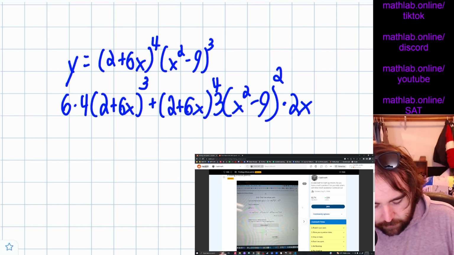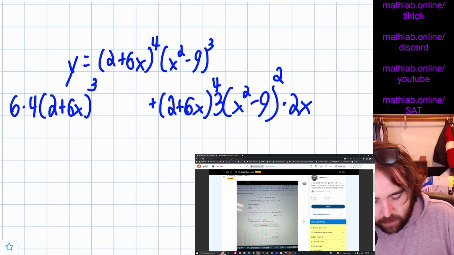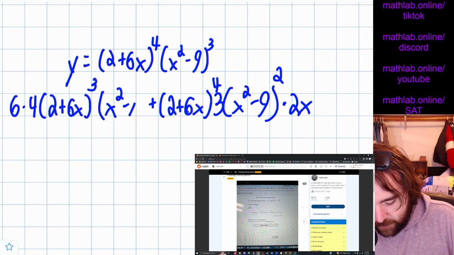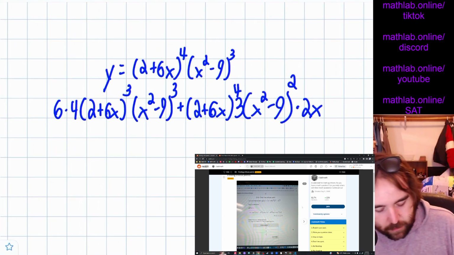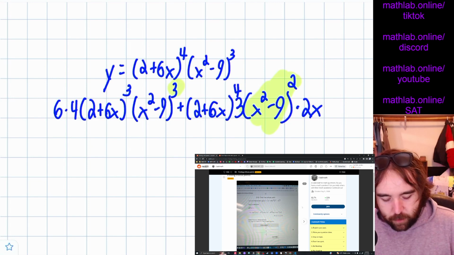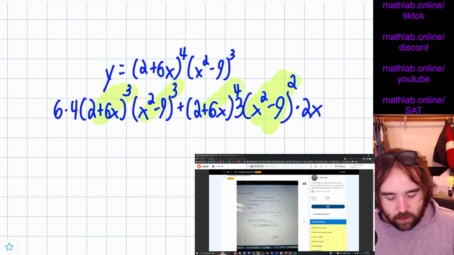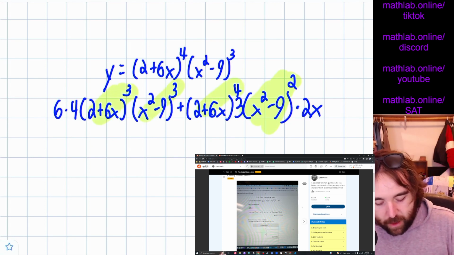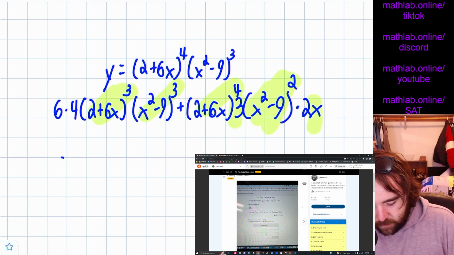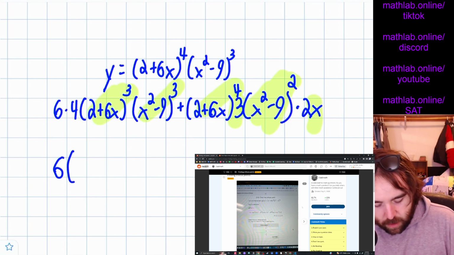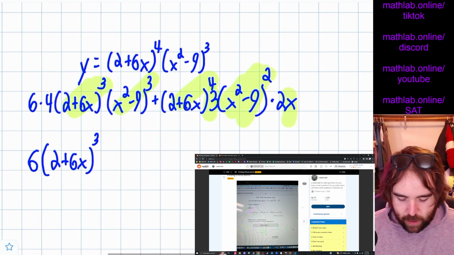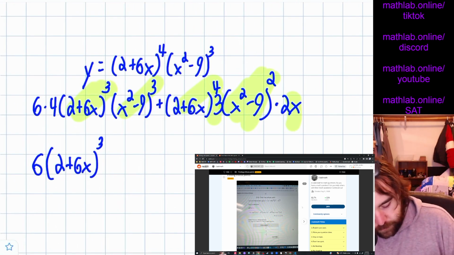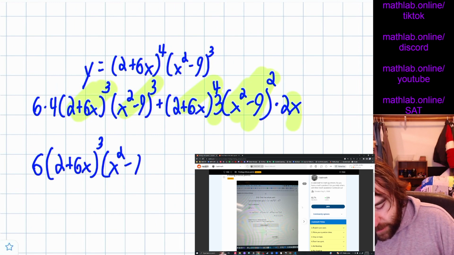Well, first off, hold on, I didn't do the product rule right. And this is going to be very important in our factor stuff out idea. So we've got this. The idea is, look how there's x squared minus 9 squared in both of them, and also 2 plus 6x cubed in both of them, and also a 6 in both of them. So we're going to factor out all of this stuff. We're going to factor out 6. We're going to factor out 2 plus 6x cubed. And we're going to factor out x squared minus 9.